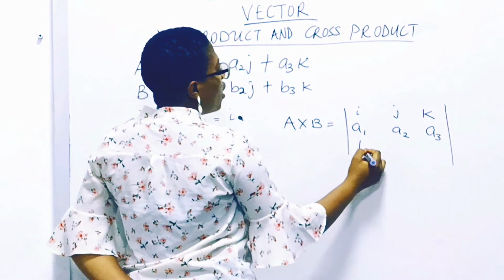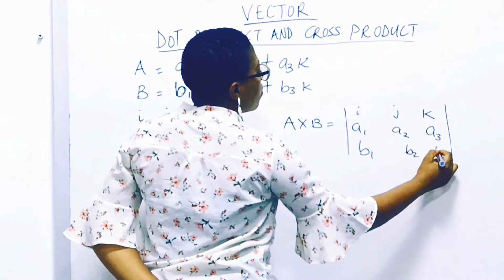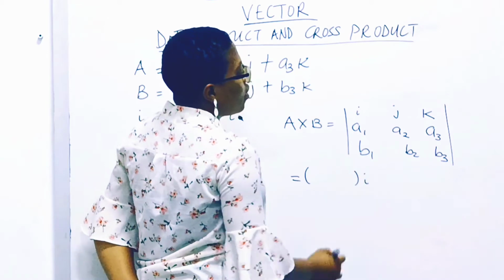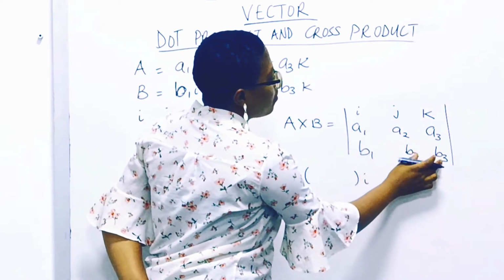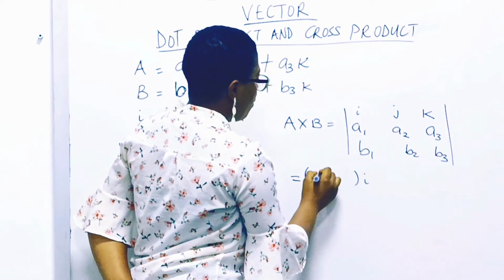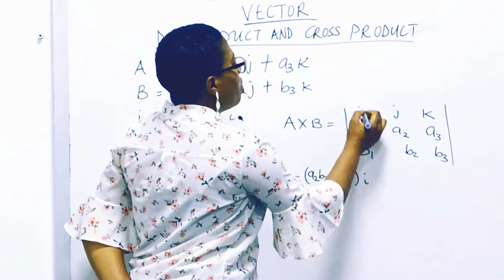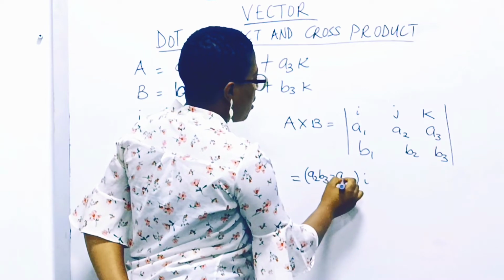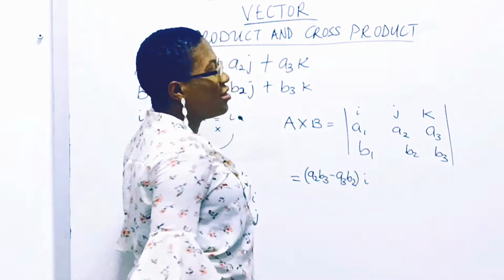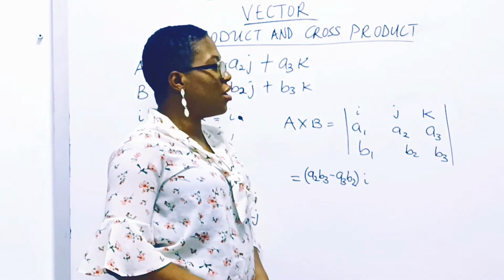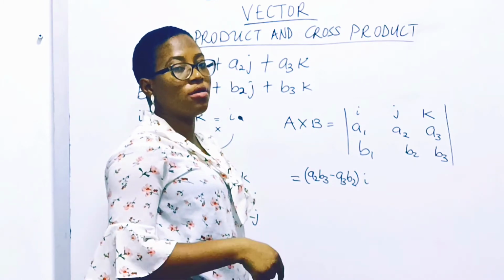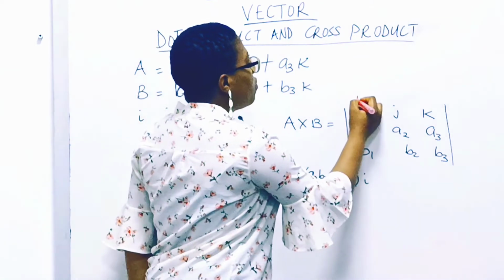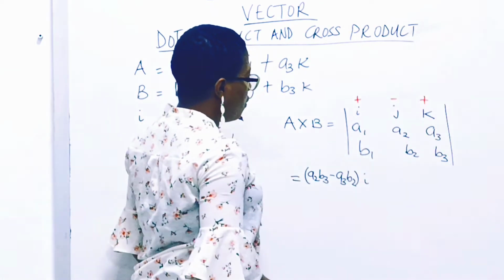Then I have B1, B2, B3. I will keep I somewhere. And I do A2 times B3, minus B2, A3. A3, B2. This is simply the determinant of the matrix. If you are not following, I will keep the link in the description box for the determinant of the matrix. Okay? So this is plus, minus, plus.